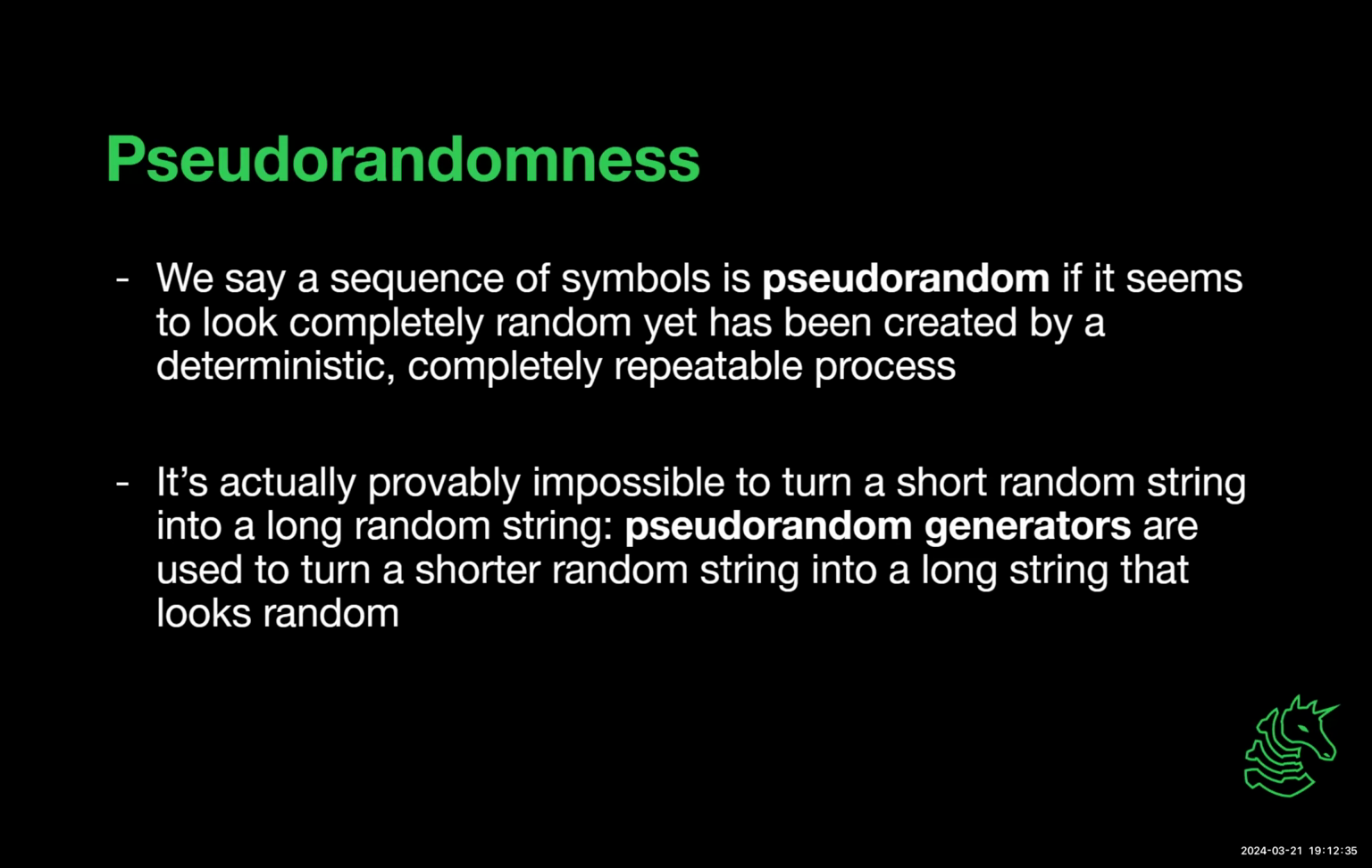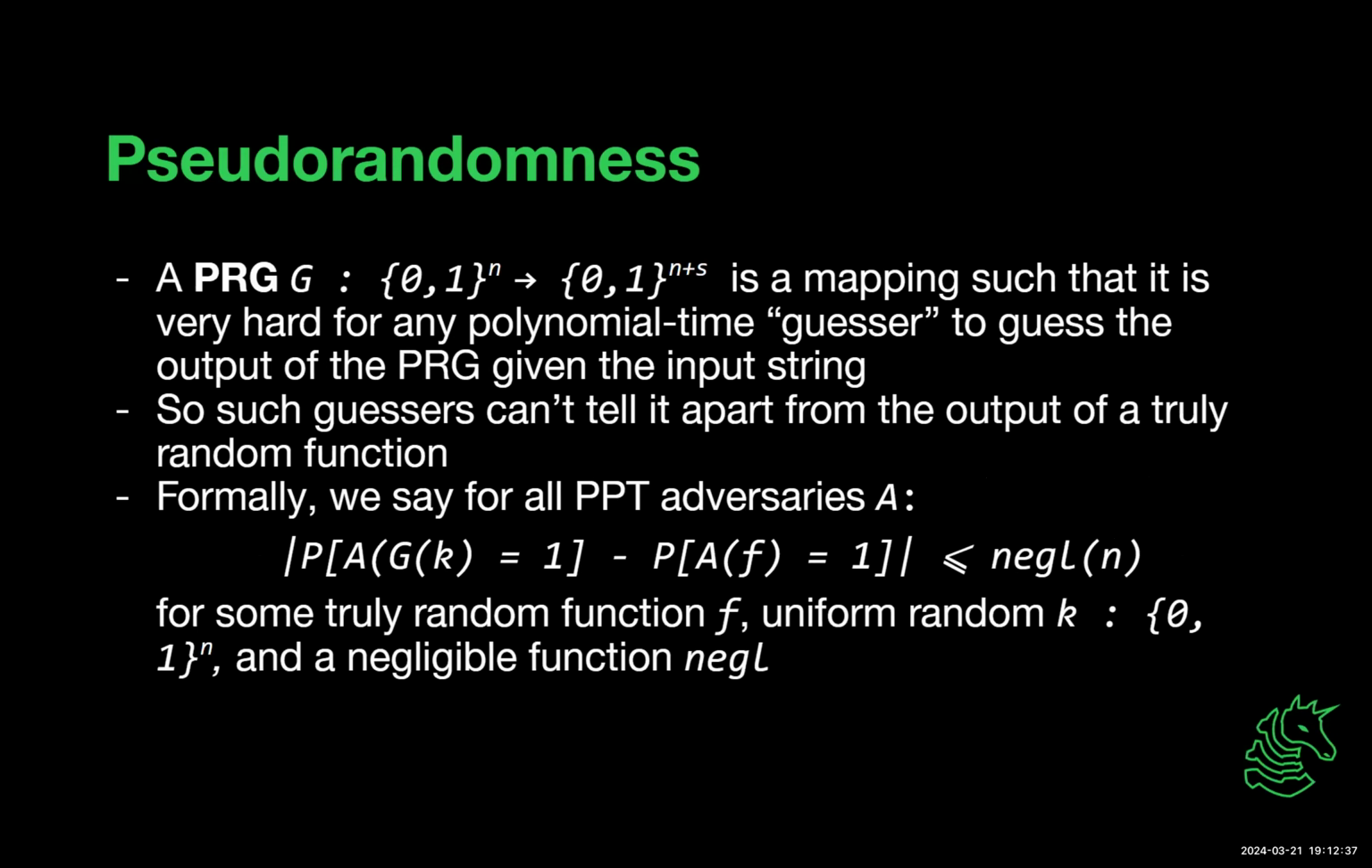Being a little more formal here, a PRG, or pseudo-random generator G, is any kind of mapping from n bits to something longer, like n plus s bits. It makes it very hard for any polynomial time guesser to guess the output of the PRG given the input strings. Guessers cannot tell it apart from the output of a truly random function within a reasonable time span. It's very hard for them.